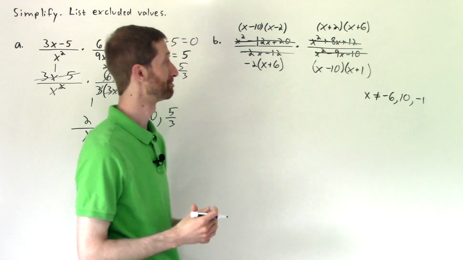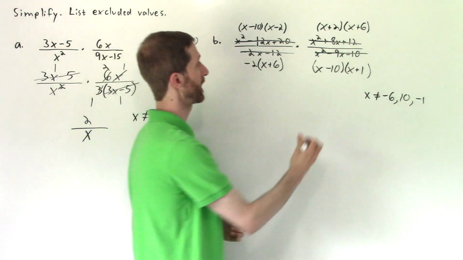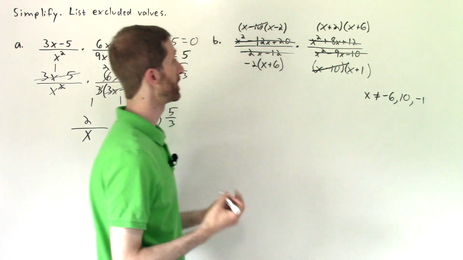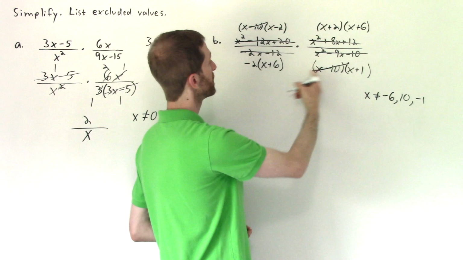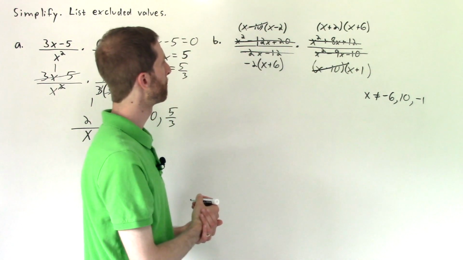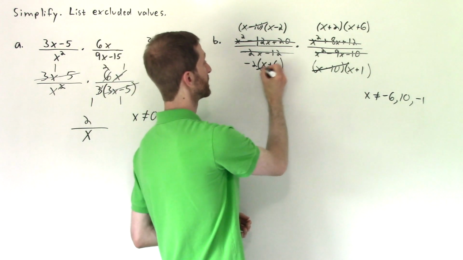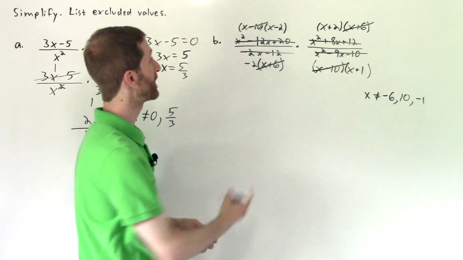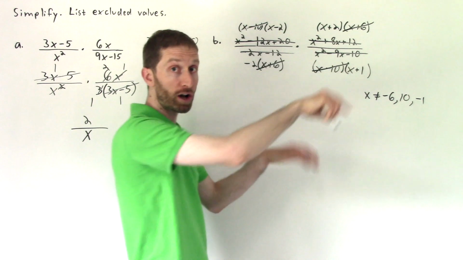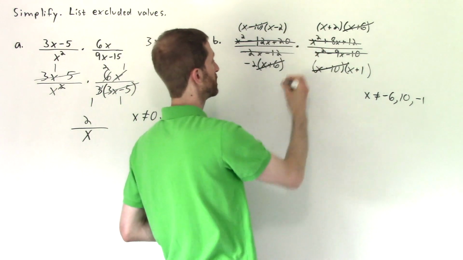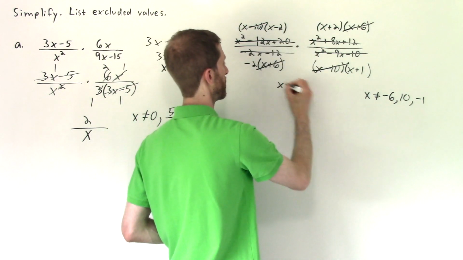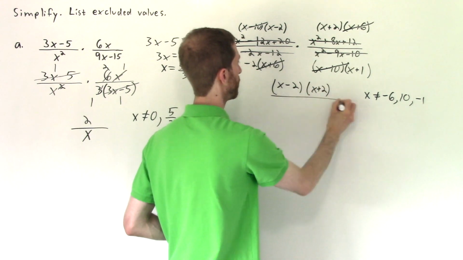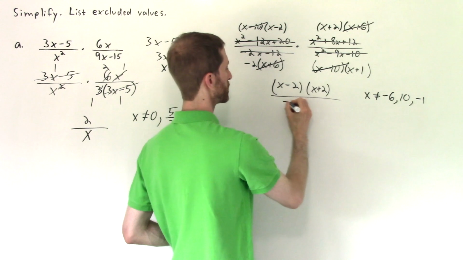Now the fun part. We'll look for the common factors that divide out. X minus 10 divides with x minus 10. They both equal to 1 now. X plus 1 doesn't cancel with anything up top. However, x plus 6 divides with x plus 6. And so now we're left with x minus 2. We multiply across like in fractions. X minus 2 times x plus 2. Nice. All over negative 2 times x plus 1.